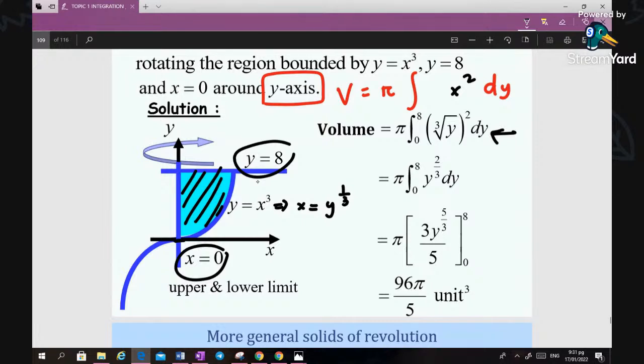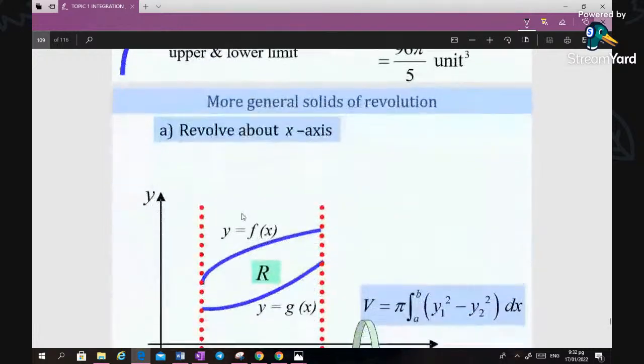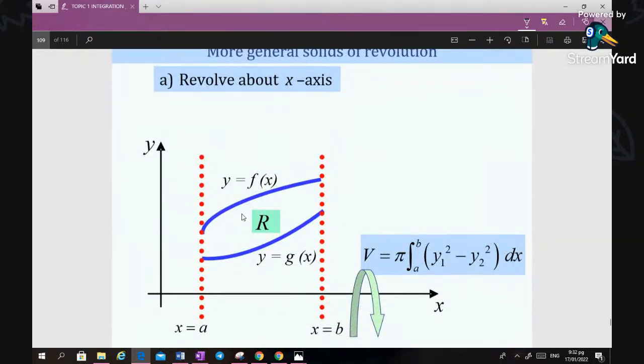Okay, so sini kalau x kosong, y pun kosong kan. So sini y equals to 8 lah. Okay, and then you just need to integrate using the rule of integration. Okay, so here is more information where we have two curves and we want to find the volume rotated about the x-axis of this shaded region R.